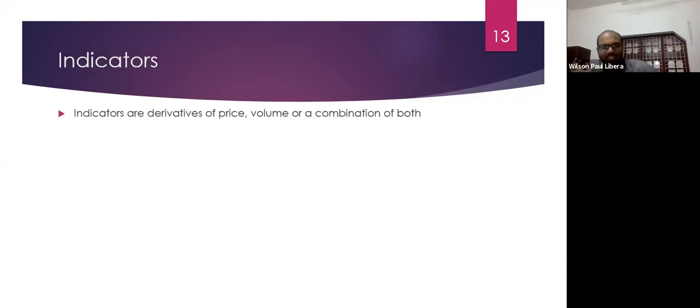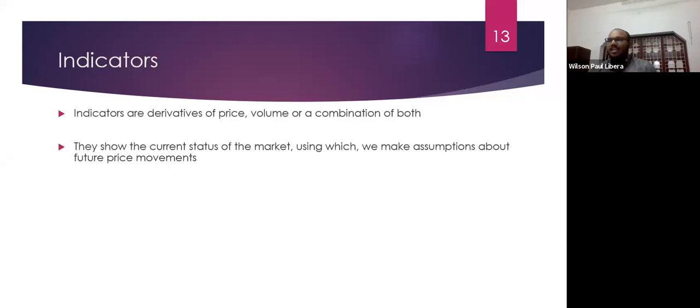So indicators are derivatives of price, volume, or a combination of both. They show the current status of the market, using which we make assumptions about future price movements.